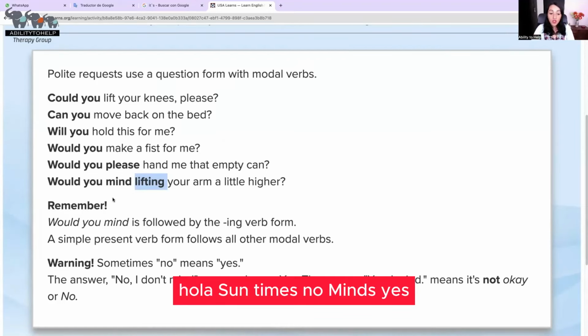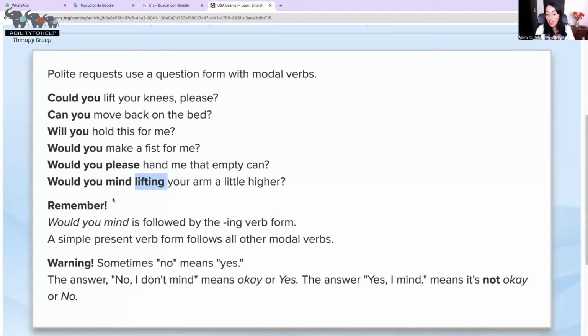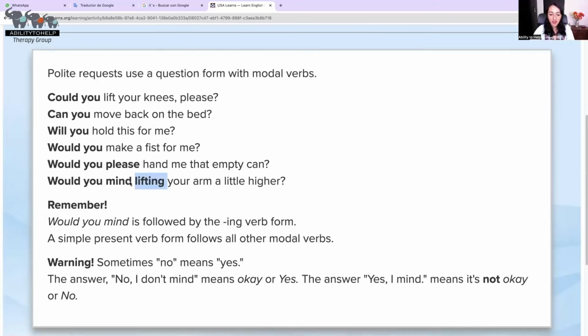Warning. Sometimes no means yes. The answer, no, I don't mind, means it's okay. Yes, I mind, be careful, because it's really important for them.